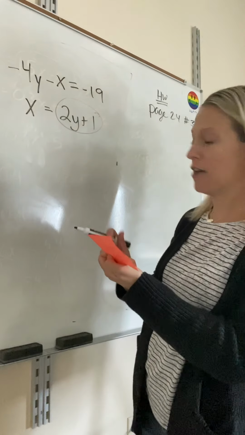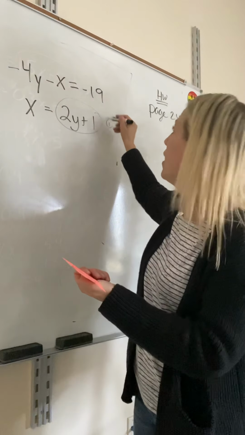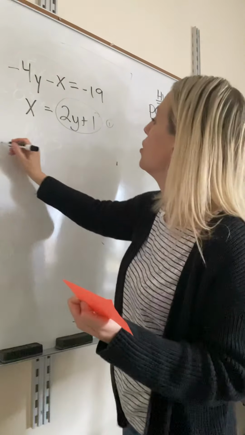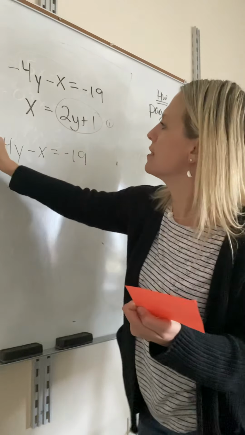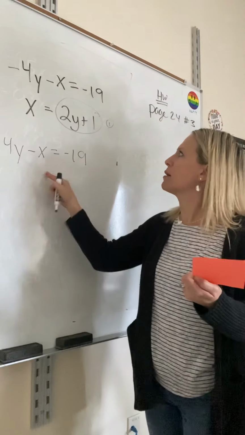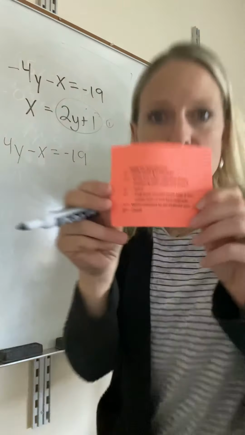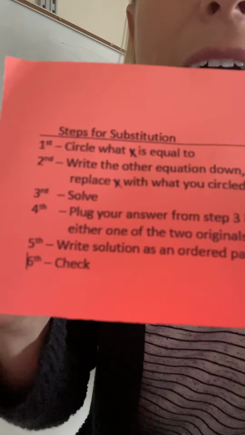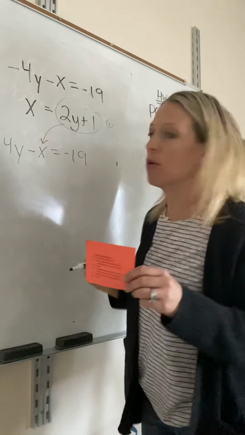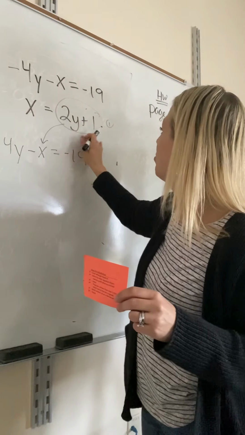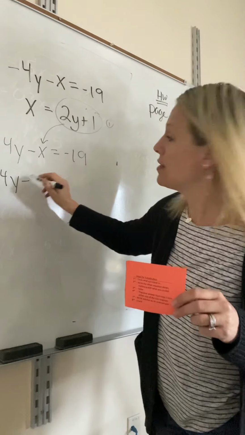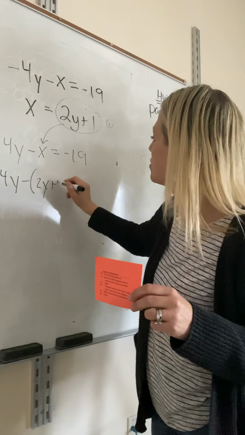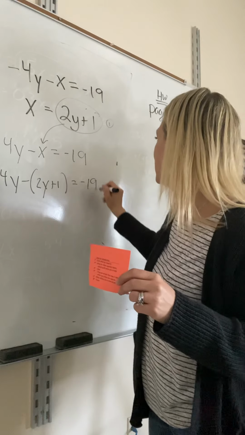Step 2, write the other equation down. Well, if I use the bottom equation for step 1, I'm going to use the top equation for step 2. Negative 4y minus x equals negative 19. This is step 2. What variable are we replacing with what we circled? If you did this correctly, it says replace x with what you circled. So this is going to replace x. We're going to substitute 2y plus 1 in for x. Negative 4y minus, use parentheses, 2y plus 1 equals negative 19.